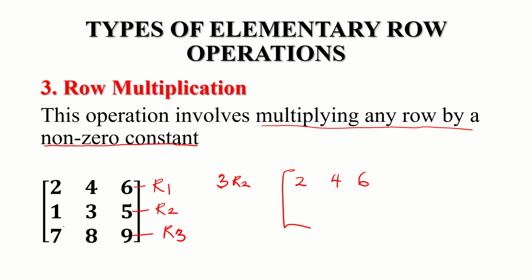3 times 1 gives us 3. 3 times 3 gives us 9. 3 times 5 gives us 15. Since we are not multiplying row 3 by any number, we maintain the values of row 3, and we have 7, 8, and 9. And this is how we perform row multiplication.